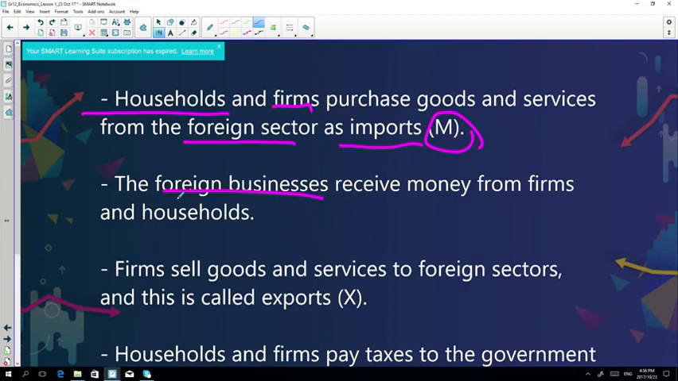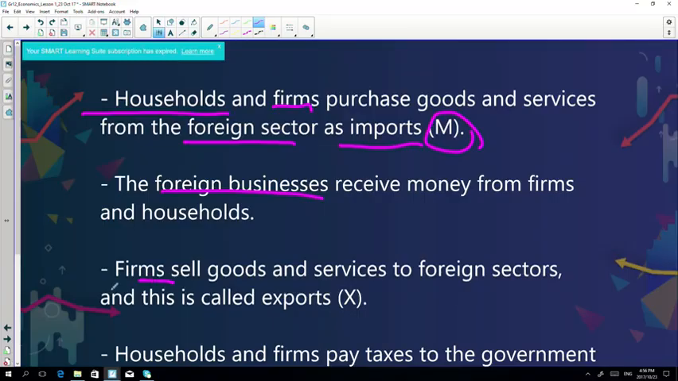And then the foreign businesses receive money from firms and households, because now we need these items, and therefore we are prepared to pay for them. We have the financial resources because we want to acquire these services, or we want to have access to this product, and therefore the foreign sector benefits through imports, because it's us paying them for the goods and services that we need. And then moving on to the firms, they sell goods and services to the foreign sectors, and this is called exports, and that is the representation on the circular flow model.